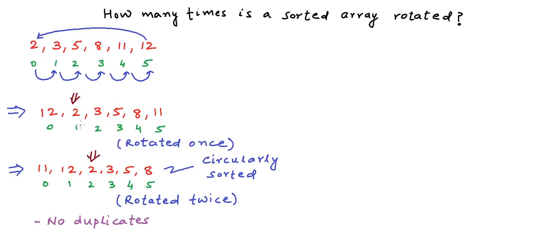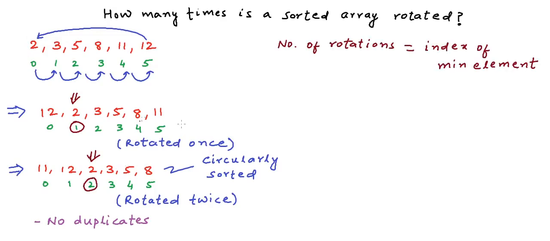In fact, if we see, then the number of rotations is equal to the index of the minimum element. So our problem is basically finding out the minimum element in the array, the index of the minimum element in the array, and we are done. We know that how many times the array has been rotated. So how do we find out the index of the minimum element?